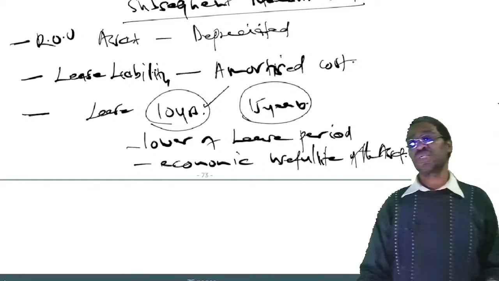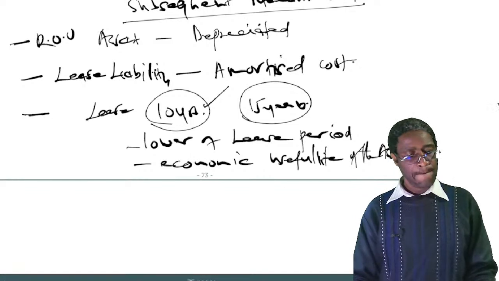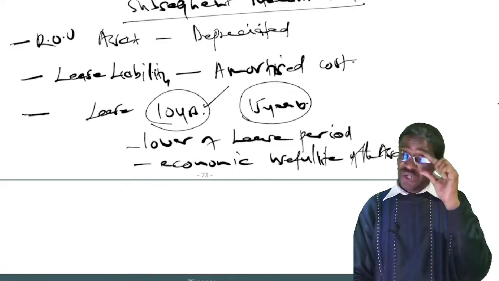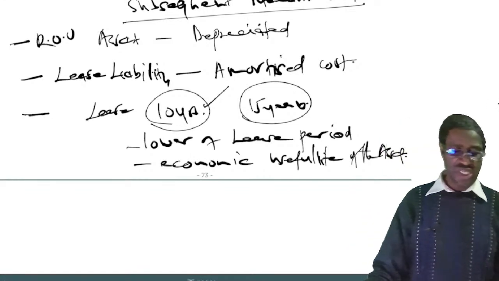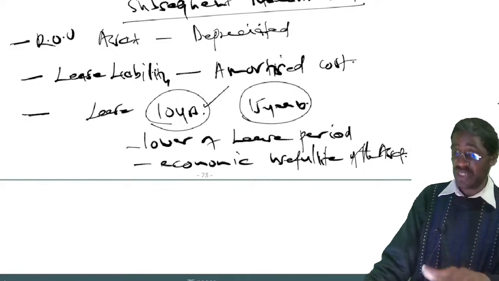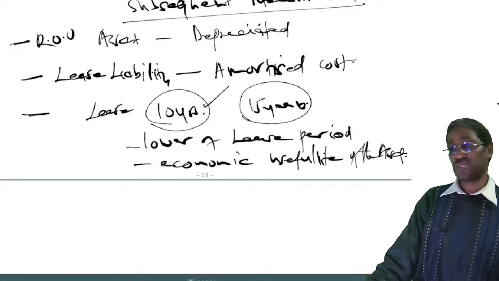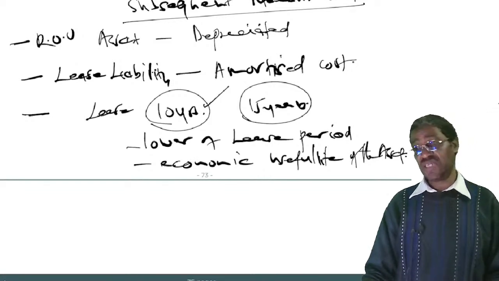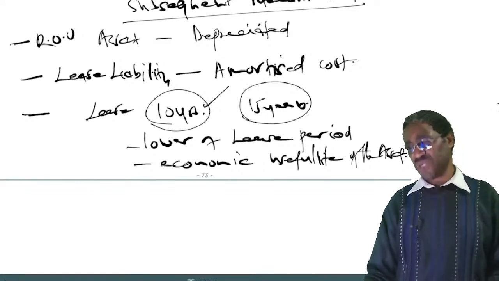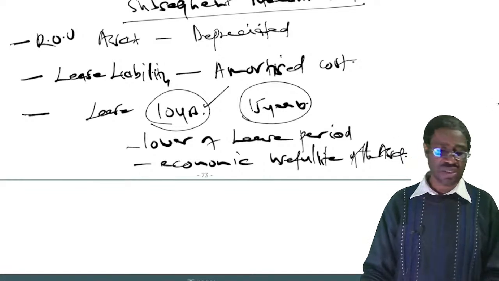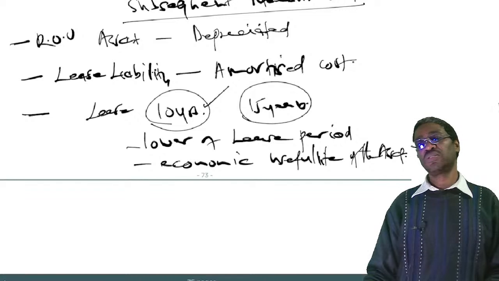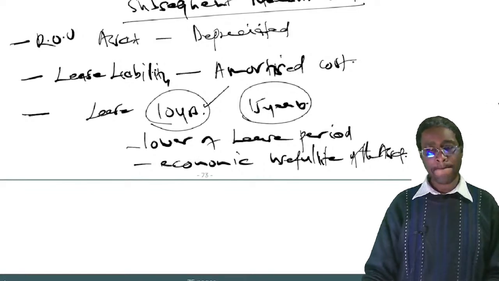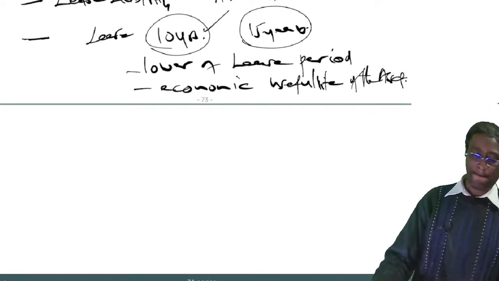You can say, e.g., if the lease period is 10 years and the useful life of the asset is 15 years, then the asset should be depreciated over 10 years. Good.